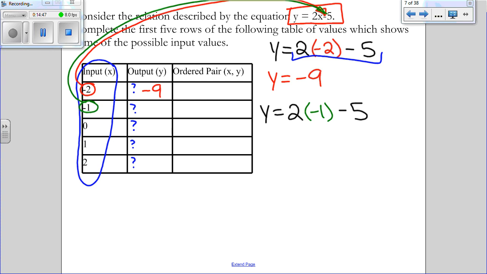So, what's the ordered pair? Oh, sorry, I didn't write that. So the ordered pair would then be -2, -9. The input always goes first, the output always goes second. And if you were to do that for a mapping diagram, the x would be in the first bubble, and the -9 would be in the second bubble. And the arrow would go from left to right.